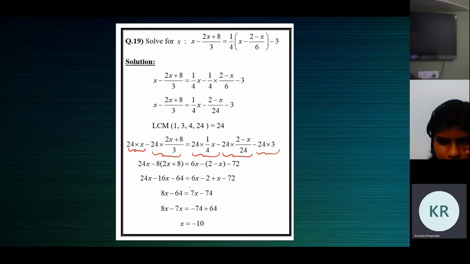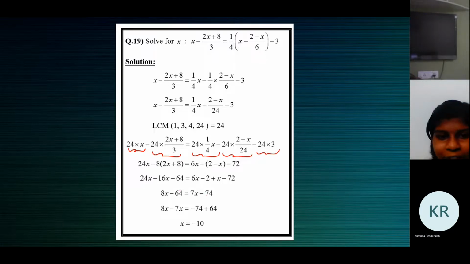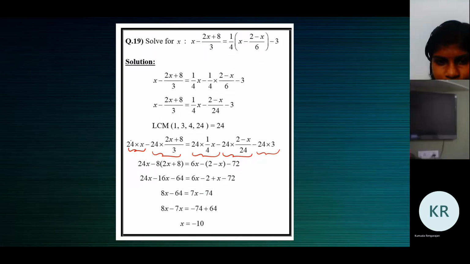Yes, next, Bhavishya, explain the LHS. Ma'am, 24 into x is equal to 24x, ma'am. Very good. Plus into minus is minus. And then we should put 24. We can cancel by 3. What is that? Ma'am, 1 3 is 3.